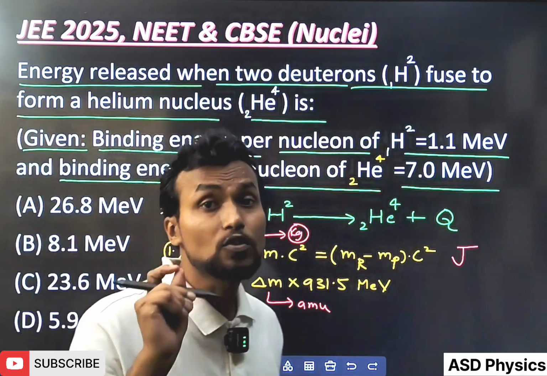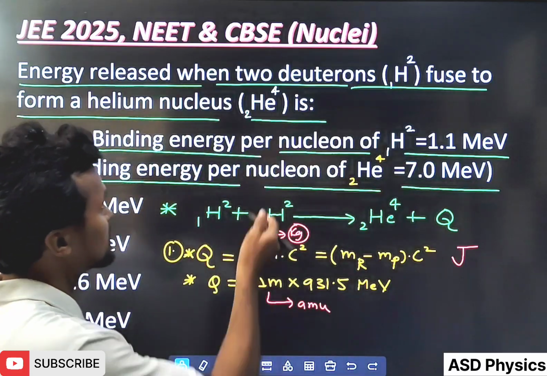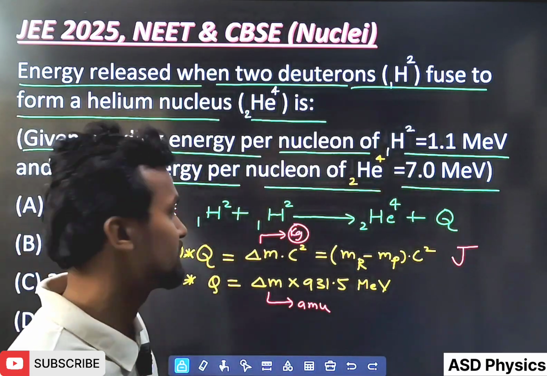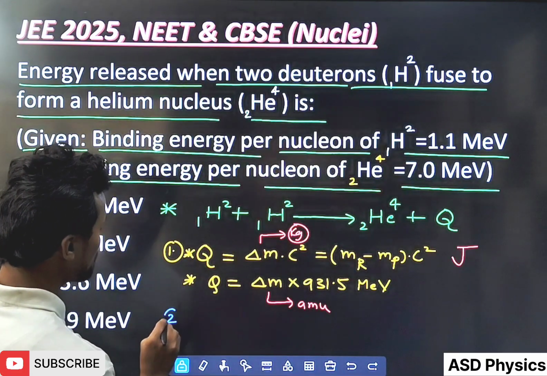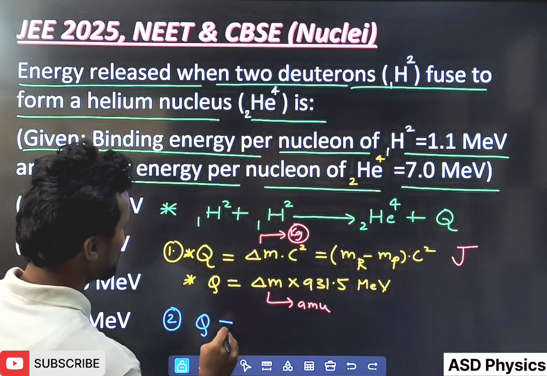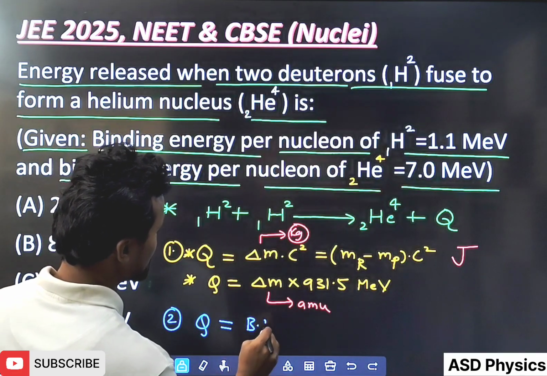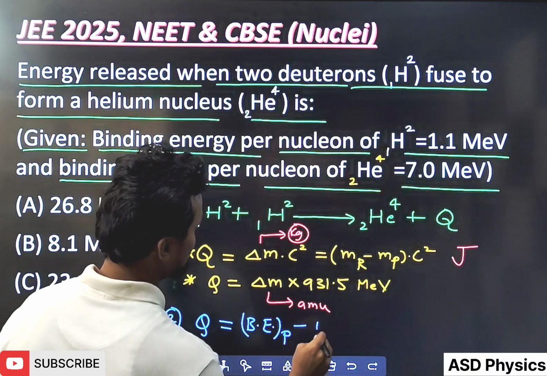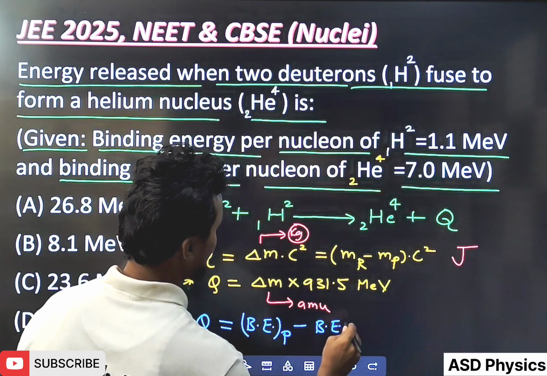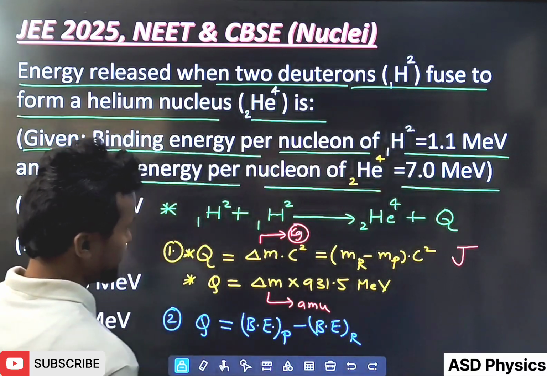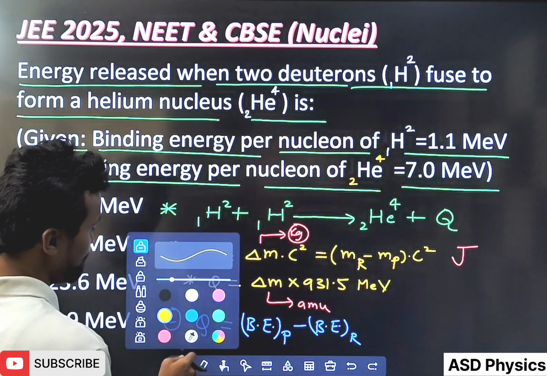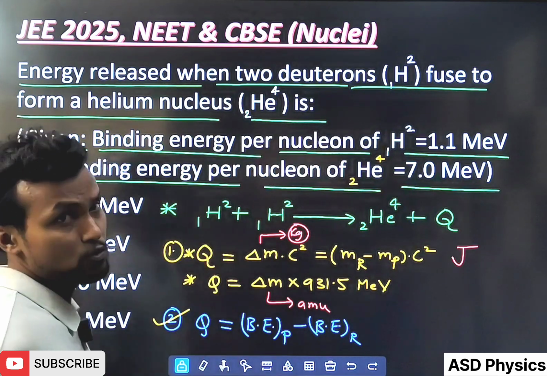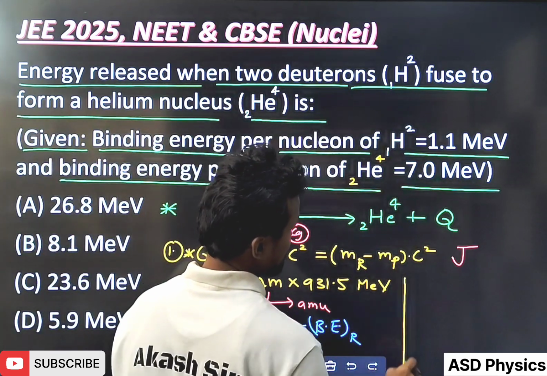But if we see the question's situation, binding energy and all is given here. So for that we have to go with the second way. This Q value is given by the formula: binding energy of products minus binding energy of reactants. Remember this. This method we will use to get the solution of this question.